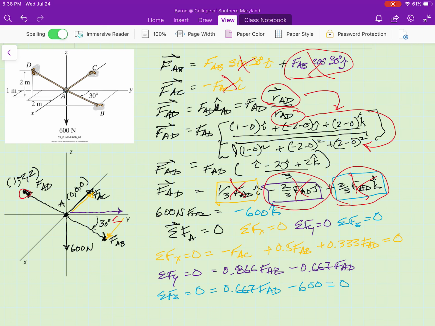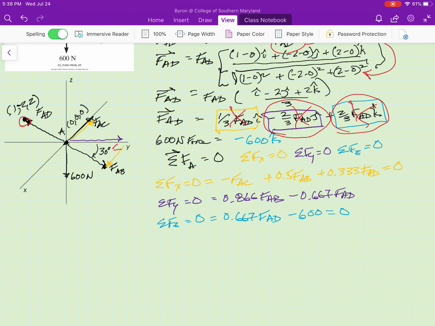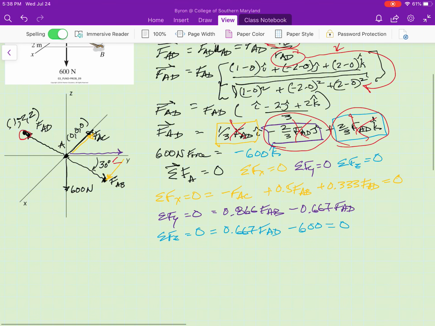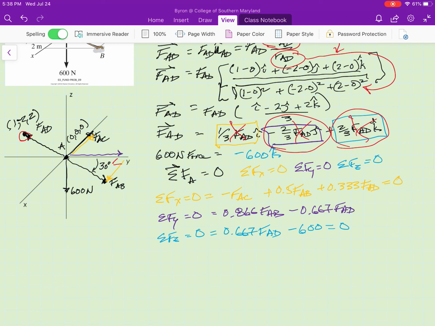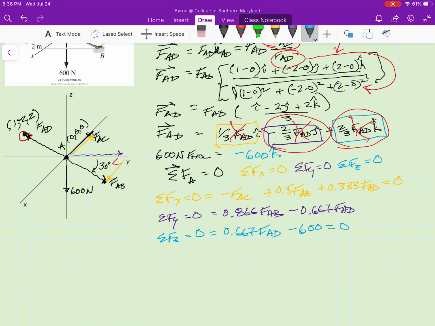And now I have 3 equations, 3 independent equations containing 3 unknowns. So I should be able to solve those. And I'm going to call these equations 1, 2, and 3. Hopefully won't confuse things, and I'll call this equation 1, this equation 2, and this equation 3.